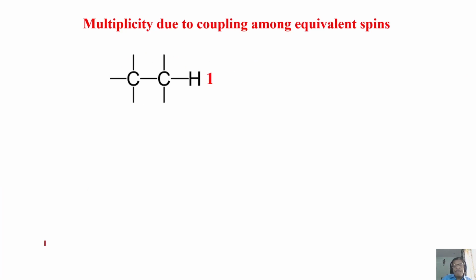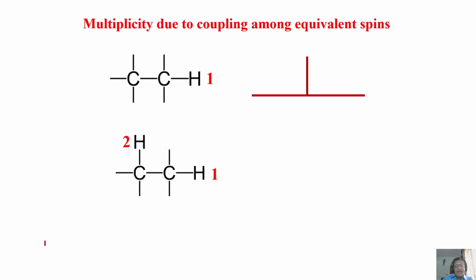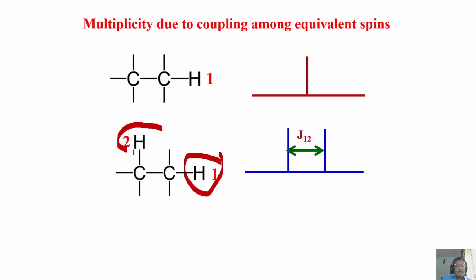And at the end, all multiplets will be of equal intensity. But now let us see what happens with equivalent spins. With equivalent spins, things are different. Consider an example like this. There is only one proton, you get only one line. Now consider a situation where one proton is coupled to another proton, you get two lines. Of course this coupling is J1. This is well known. When two protons are coupled, we get a doublet for this and also a doublet for this. This we have been discussing.